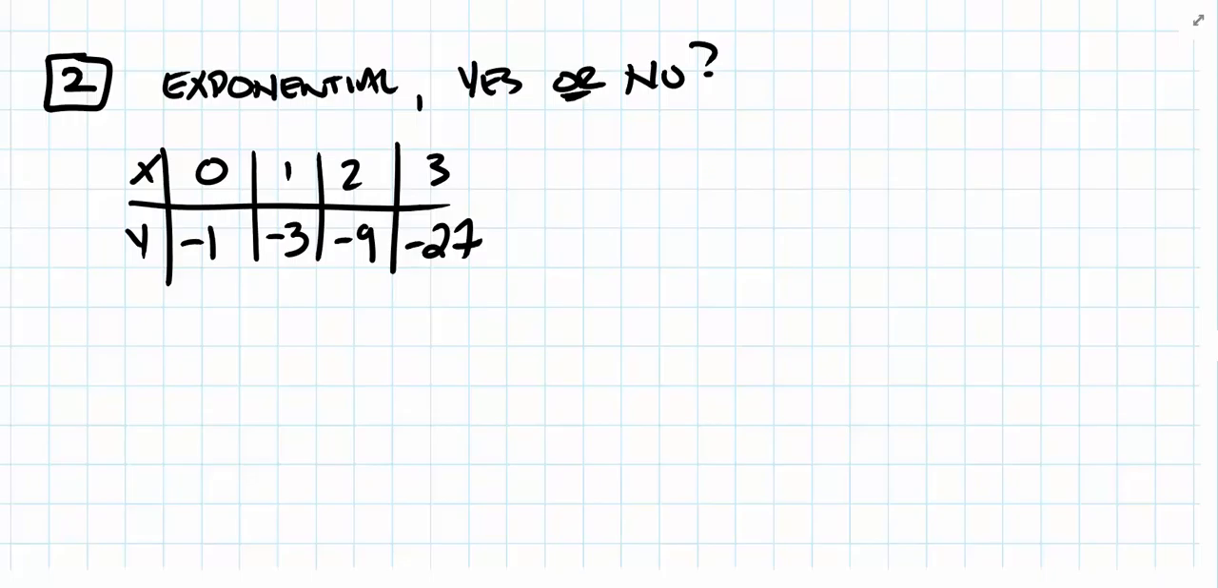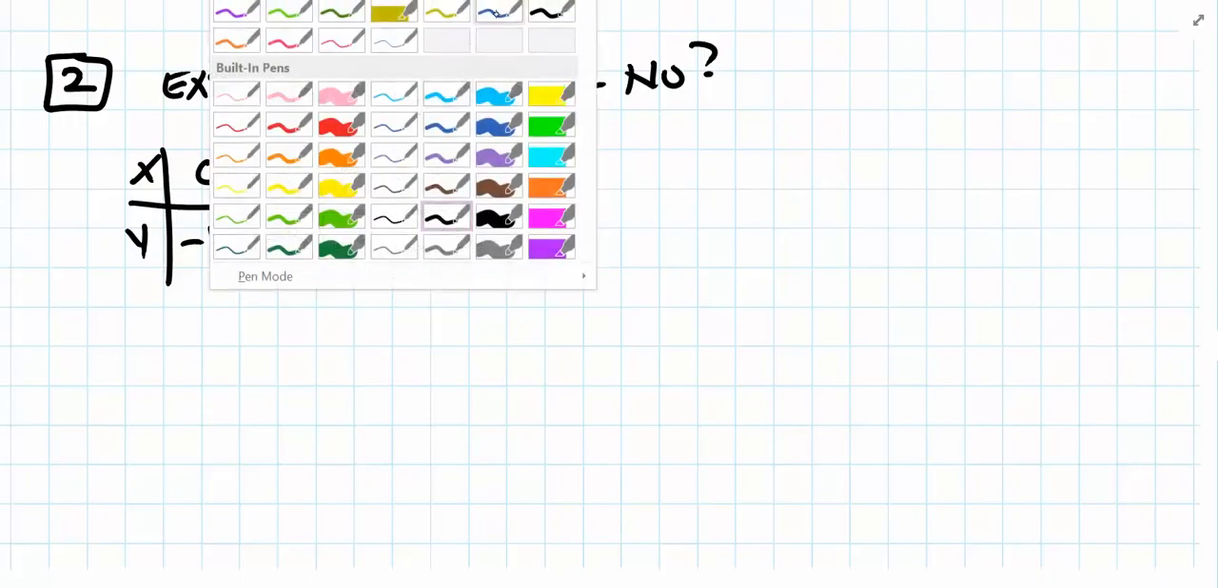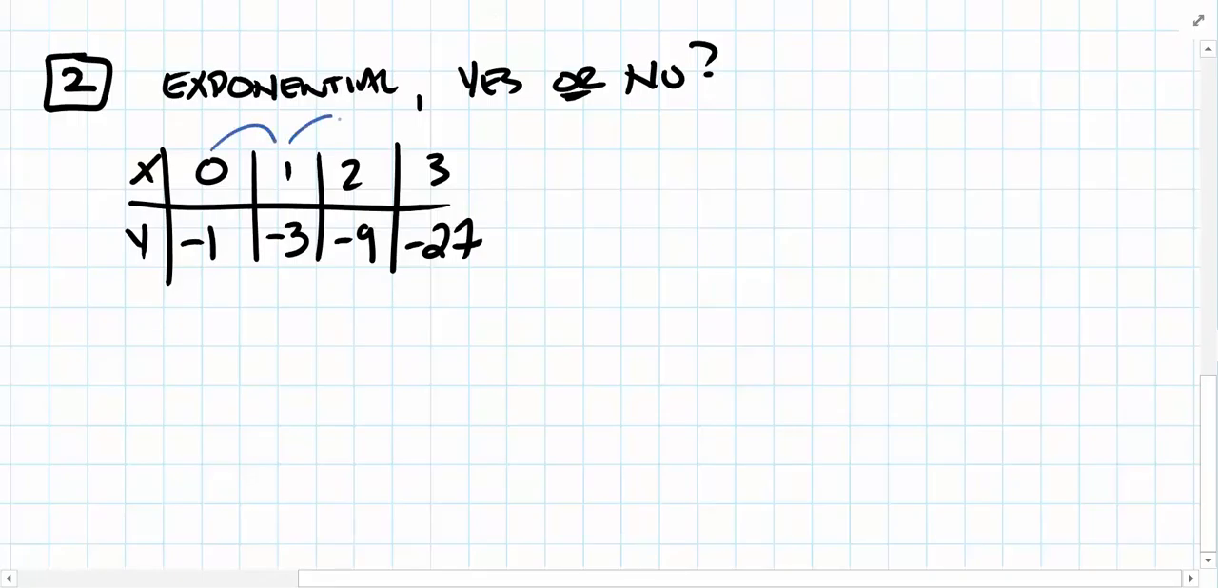So here's my equal units, right? From 0 to 1, 1 to 2, 2 to 3. What are my factors here? What's my ratio? The ratio is 3, right? So that's a 3, 3, and a 3.